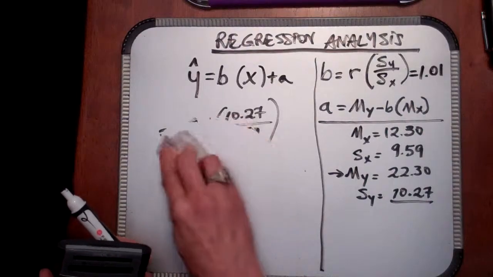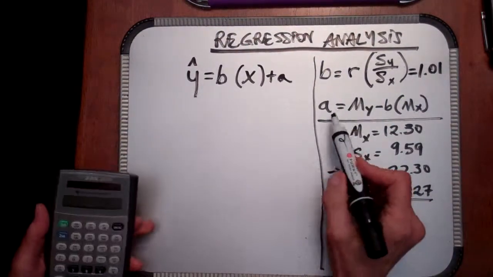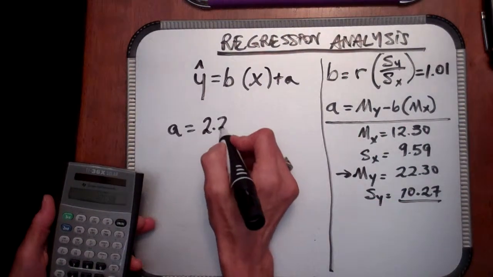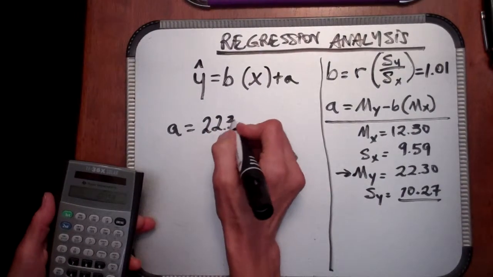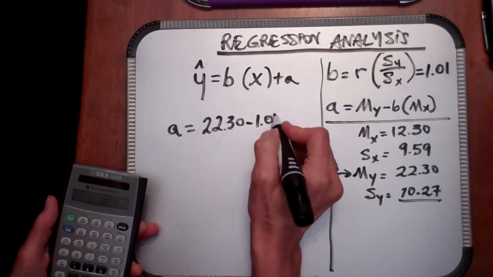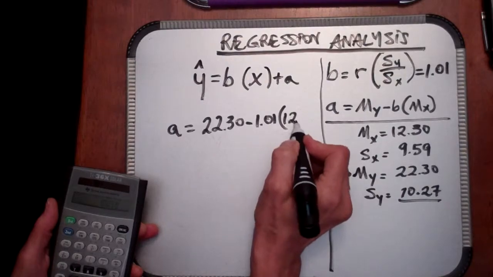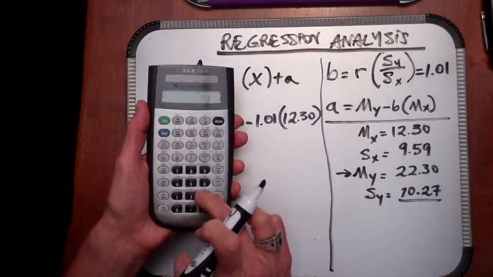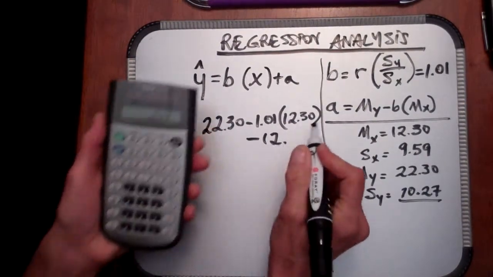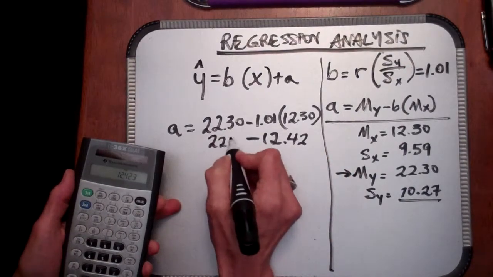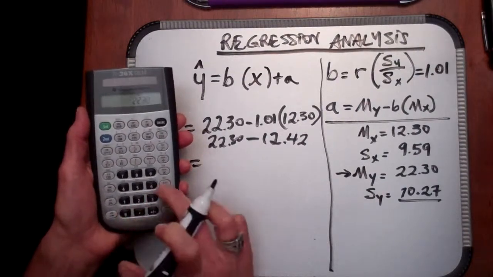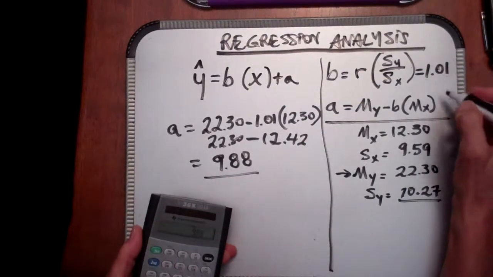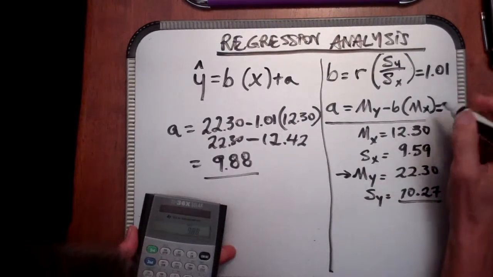And now we're going to calculate the intercept now that we have the slope. The intercept equals the mean of y, 22.30, minus the slope times the mean of x, 12.30. And now it's just a simple matter of calculating this through. So we're going to take 1.01 times 12.30 equals 12.42. Minus 12.42, and that equals 9.88. Okay, so our intercept for this problem is 9.88.